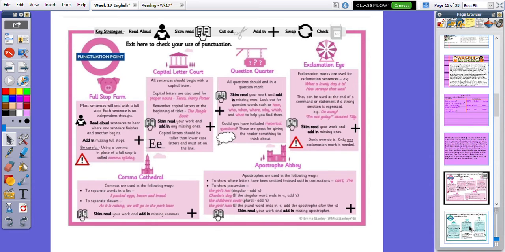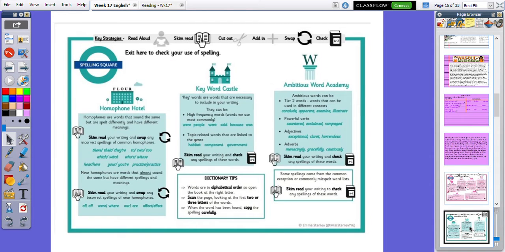Okay. So then I've got spelling square. So first it starts with homophone hotel. So we know what homophones are. They're words that sound the same but have different meanings, such as there and their, to and too, which and witch, whose and who's, here and hear, your and you're, practice and practise. So they sound very similar or the same, but they have different meanings.